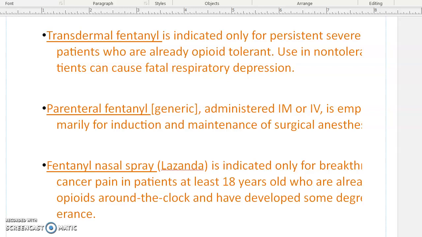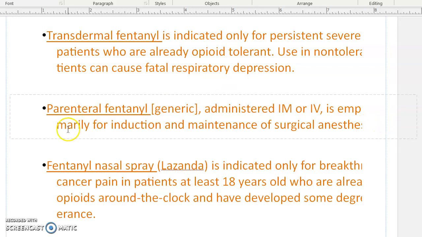Now, you want to make sure that this is only used for persistent severe pain in patients who are already opioid tolerant. If they're not already opioid tolerant, it could be fatal, and they could go into respiratory depression. It should never be used in children under the age of 2, or if you're over 18, you shouldn't use it if you're under 110 pounds. You also want to remember that if you have intermittent pain or you can use something else, that's the route that you want to go.